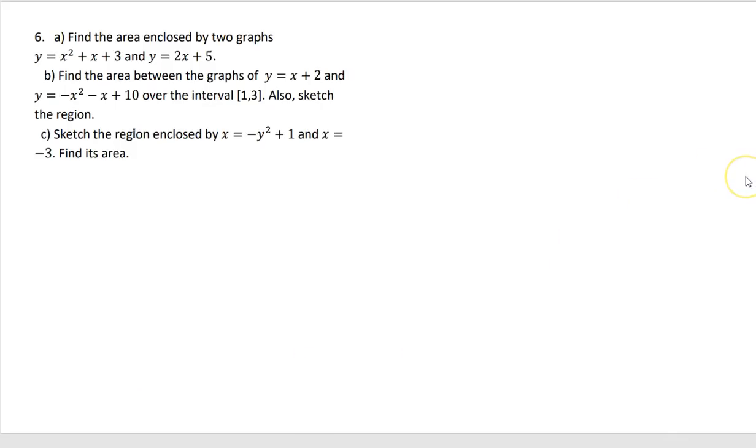Okay, find the area enclosed by two graphs, y equals x squared plus x plus 3 and y equals 2x plus 5. For these, it's important that you know how to draw the graph. We know that this is a parabola opening up, and y equals 2x plus 5 is a line that's slanted this way. So they must be crossing each other like this because only this way you're going to have some enclosed area. So that's the idea.